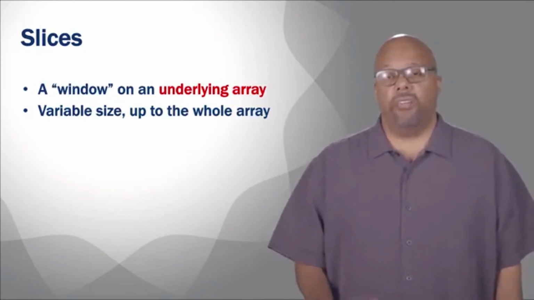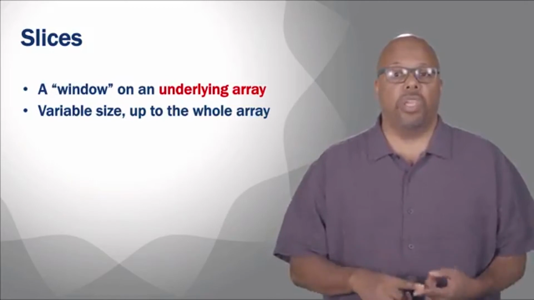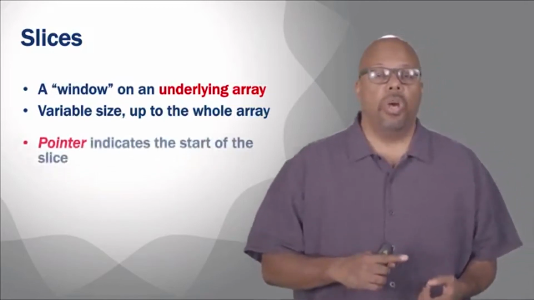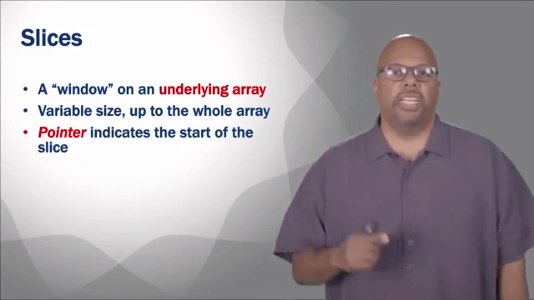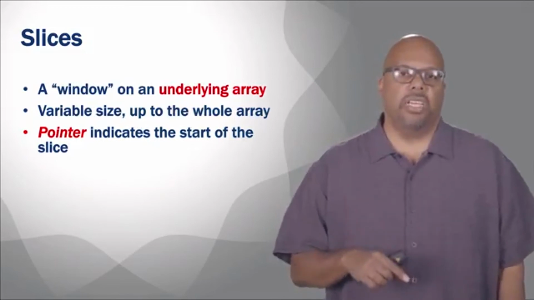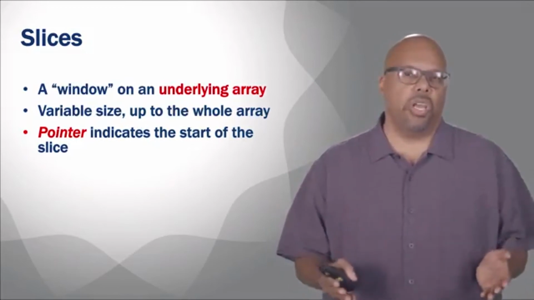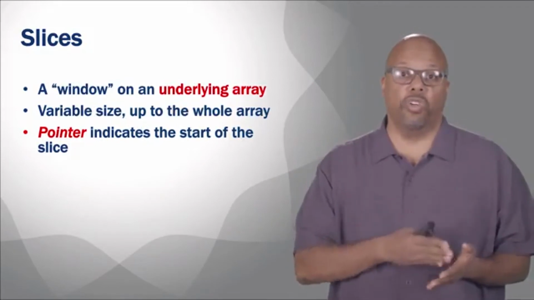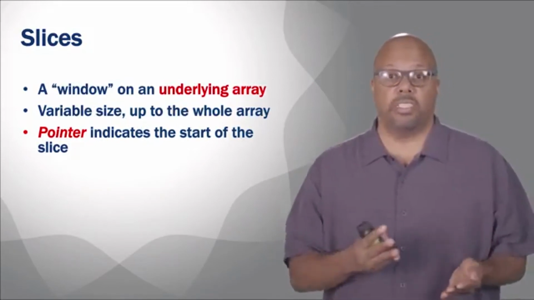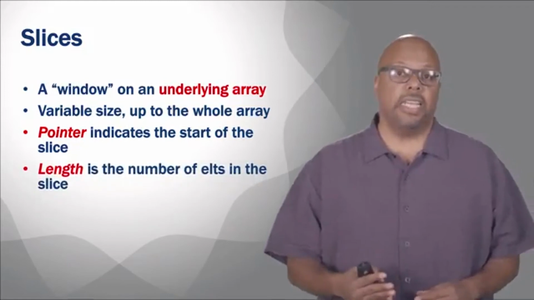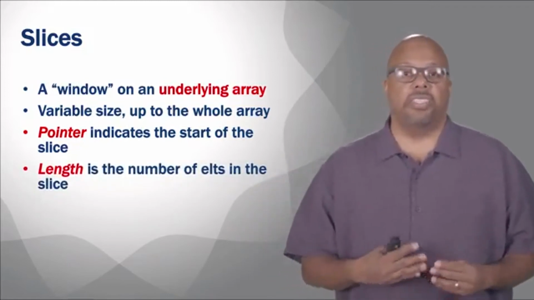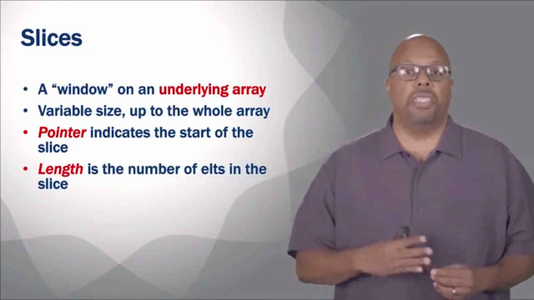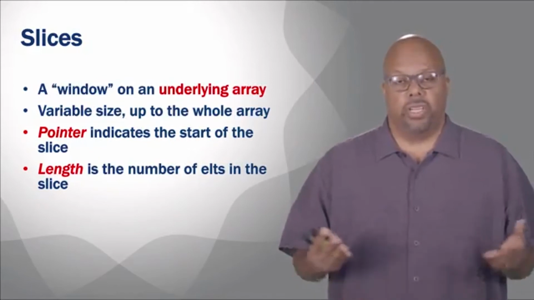Now, every slice has basically three properties. One is the pointer, okay? That indicates the start of the slice. So every slice, since it's a window on an array, has to point to some element of the array that is the first element included in the slice. That's the pointer. The next property of a slice is its length. It's the number of elements in the slice.